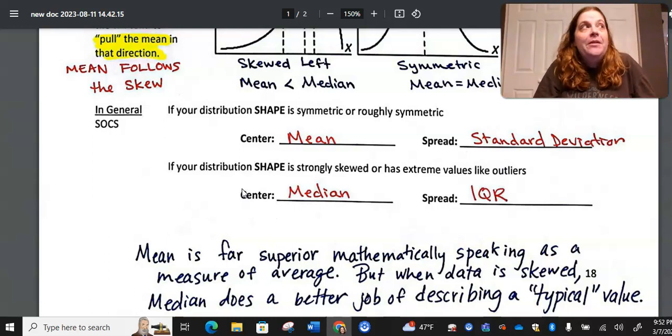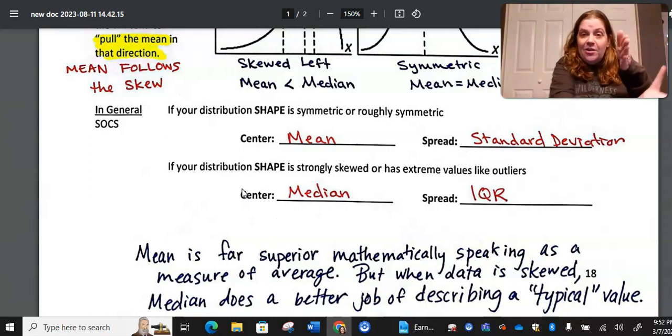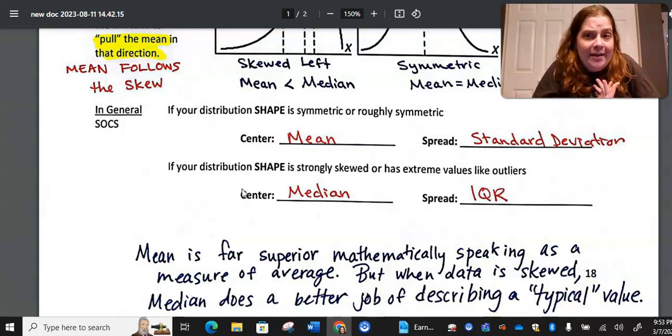Take, for example, let's say that you had a whole bunch of 90s in a row, 90%, 90%, 90%, 90%, but then you come in one day and you get a 30% on a test. Ooh, painful, right? Well, what's going to happen to your average? You have a whole bunch of 90s, then you get this really low 30%. That's going to really tank your average. It's going to pull your average towards that outlier. So your average is going to be lower than 90%.